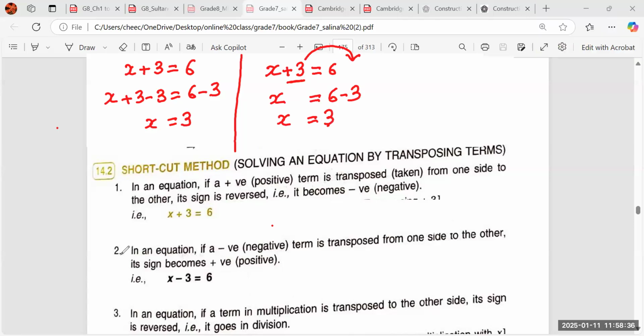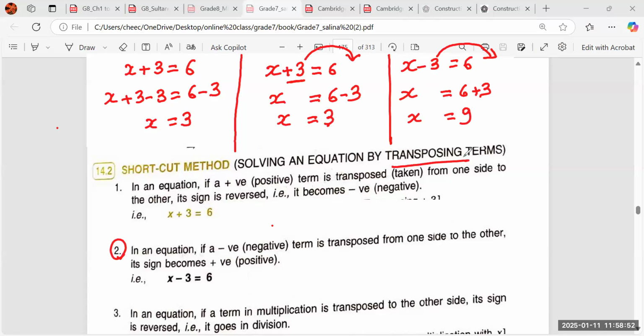Now, let's see the second question. x minus 3 equal to 6. Again, minus 3, I will take it to the right side. x will be equal to 6 plus 3. x will be equal to 9. This is the transposition method where we transpose terms. So we will be using this method only from now onwards.